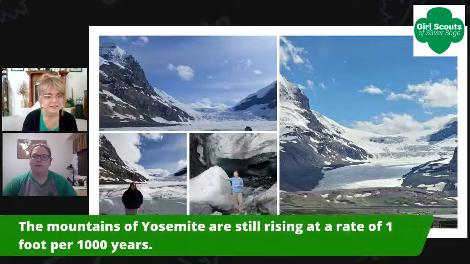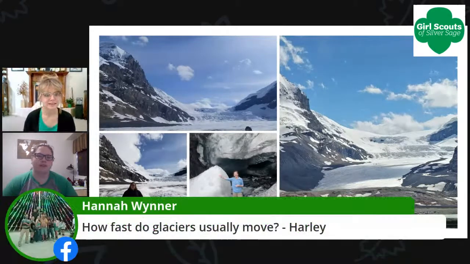How fast? So glaciers, it's very variant based on what kind of glacier it is and where it is, but it can move anywhere from a few centimeters a year up to almost a foot or two every year. It just depends on how much temperature change we have, how much the glacier grows or shrinks, things like that. I looked that up because that's a great question from Harley. The Jakobshavn glacier moves 40 meters per day, and that's the fastest moving glacier.